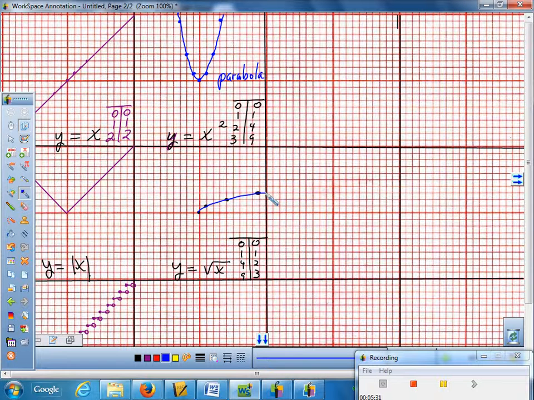So square roots are half parabolas. So now we'll kick it up one more. We're going to go to cubes. So if I want to do y equals x cubed, and then of course I'm also going to do cube root of x.